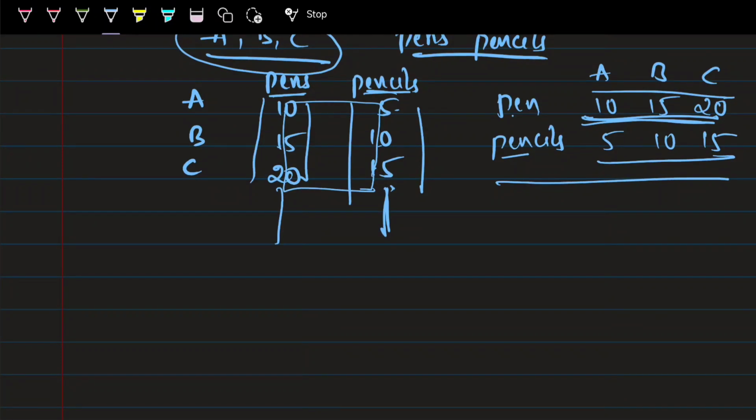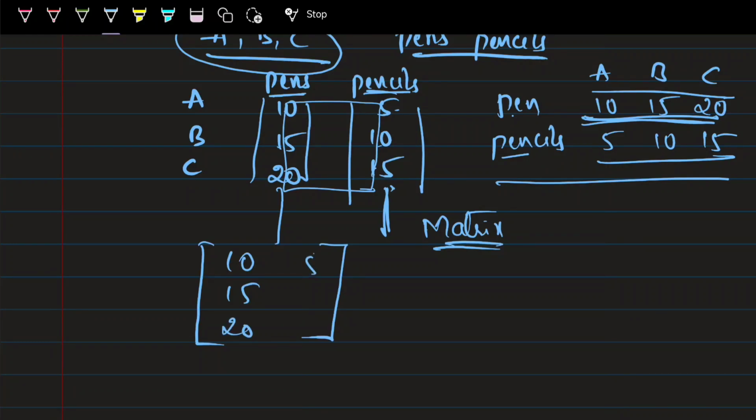So this rectangular array itself is called a matrix, and they are denoted by using the capital letters of the English alphabet, and they are represented inside the square brackets, right? So this is how I will write 10, 15, 20, 5, 10, 15. And how do you write this arrangement?